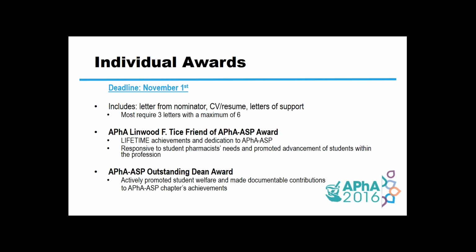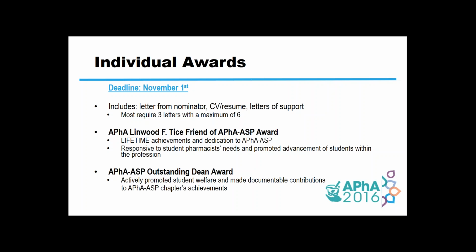Now we're going to move on to the individual awards. And the individual awards all have a deadline of November 1st because you're going to need more time to compile all the materials that you need for these awards. These awards include a letter from a nominator, they require a CV or resume from the applicant, and they also require several letters of support. Most of these require at least 3 letters and have a maximum of 6 letters of support for each of these different awards.